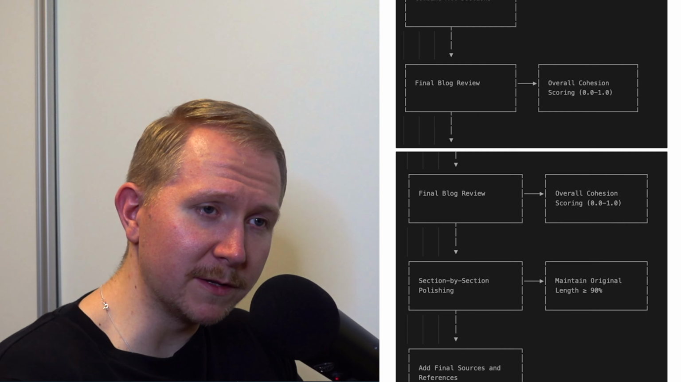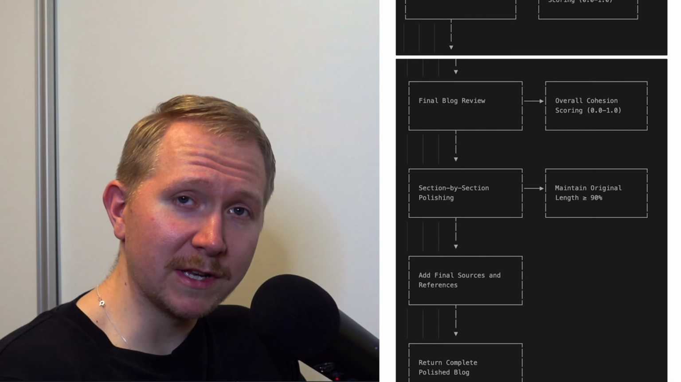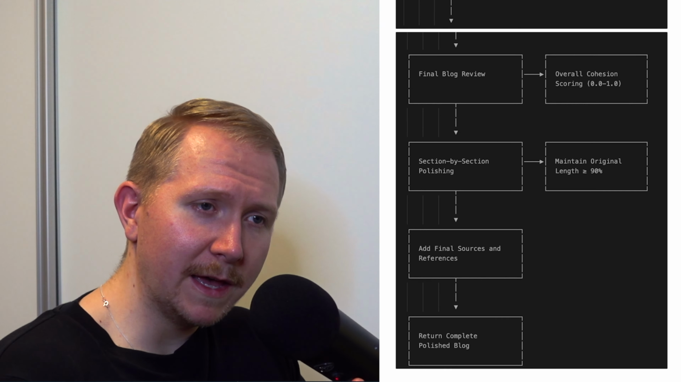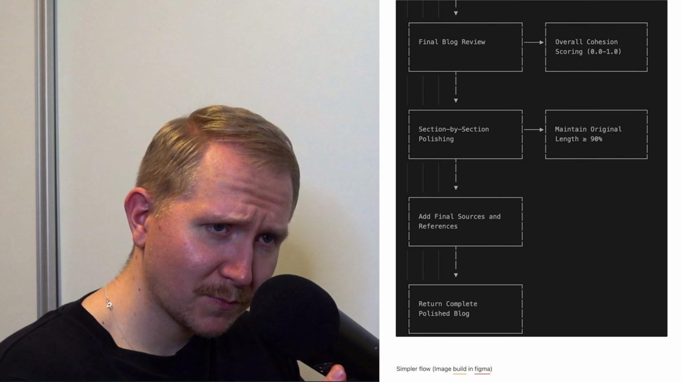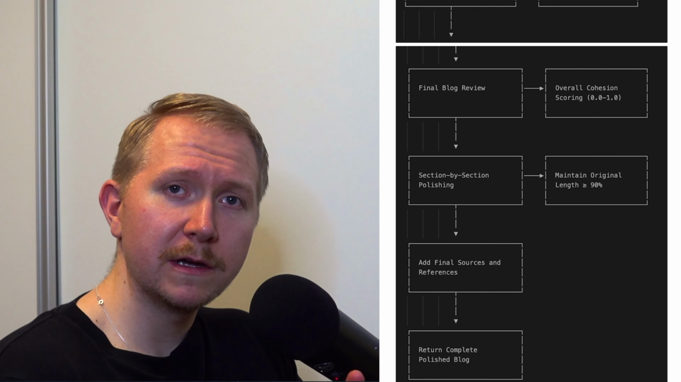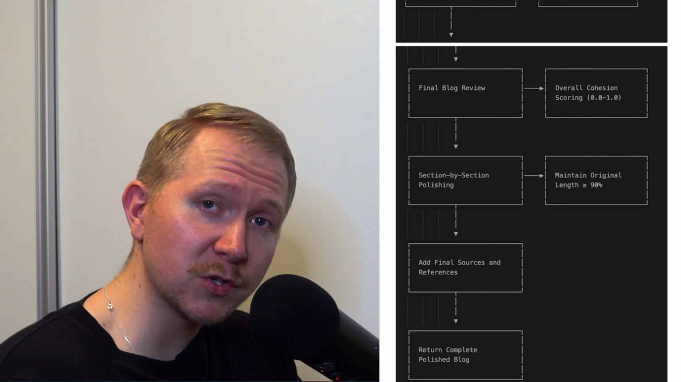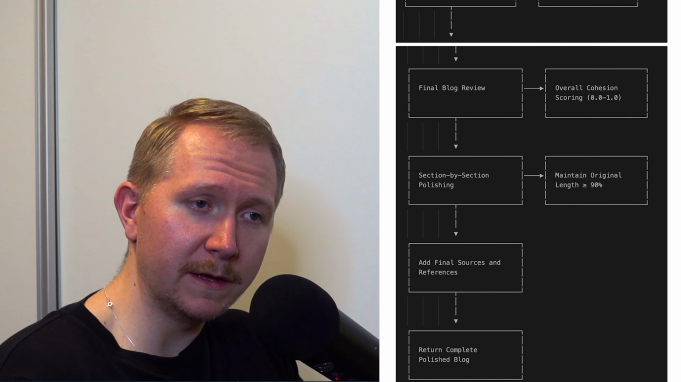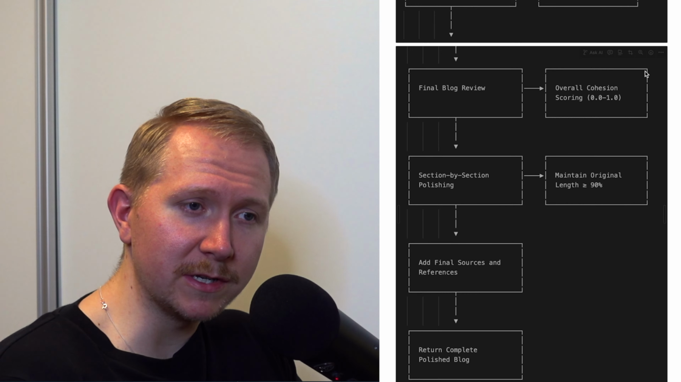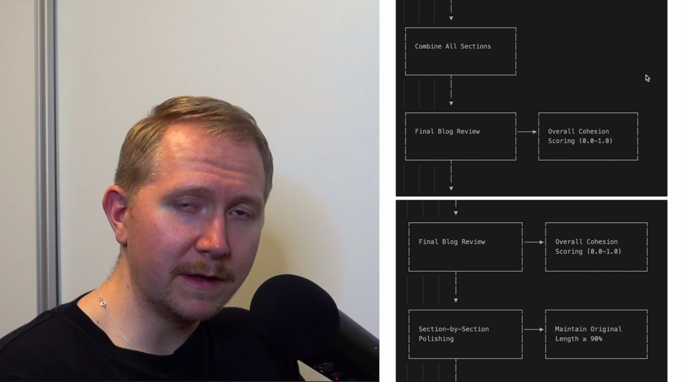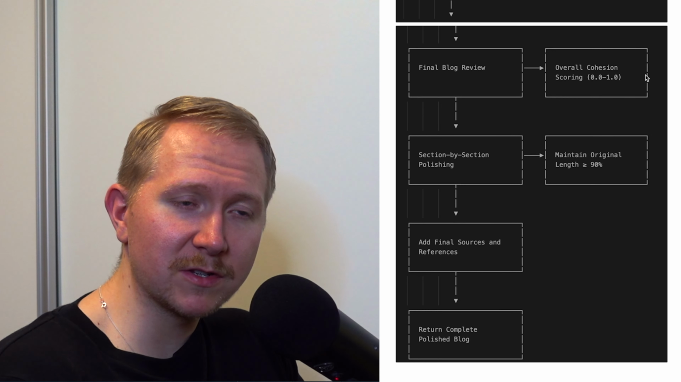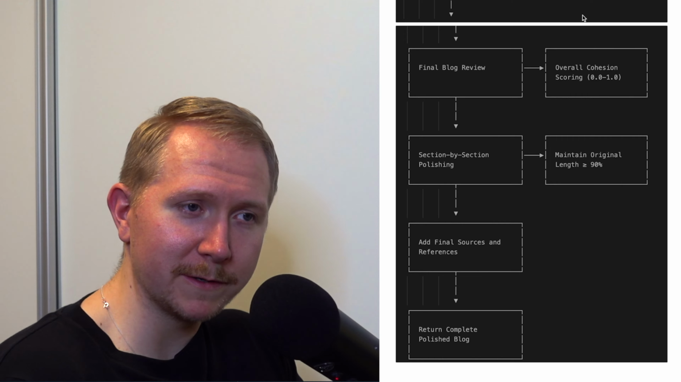So that review agent then either says it's okay, or it performs a revision, it does a polish of this text. After this is done, it has checked: is the length okay, is the flow of the text okay, are there any sources in there. If that's all right, it then combines the sections again, has performed this final blog review, and then puts out this completed polished blog.